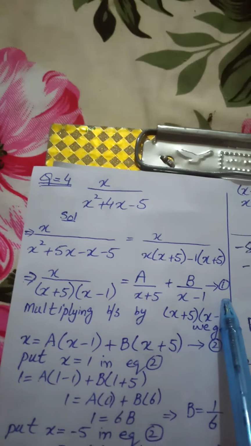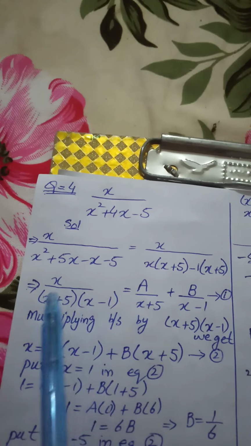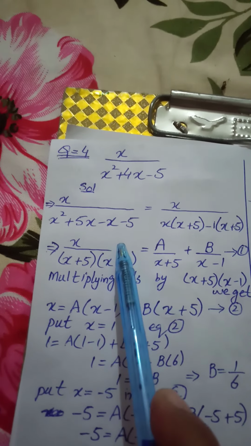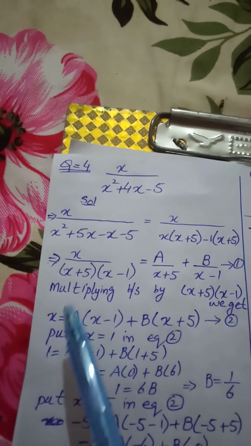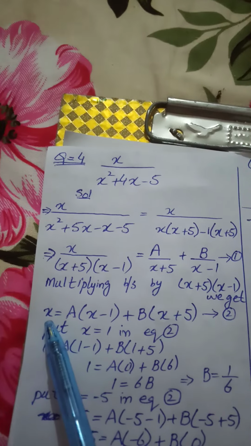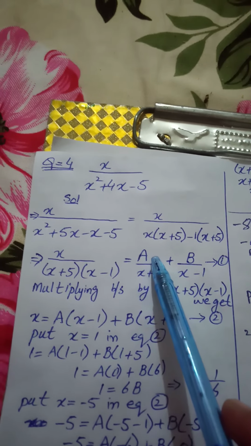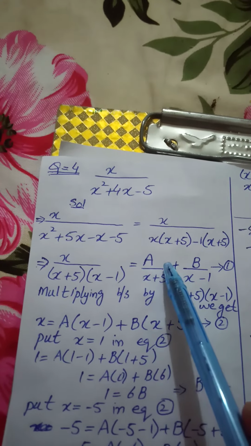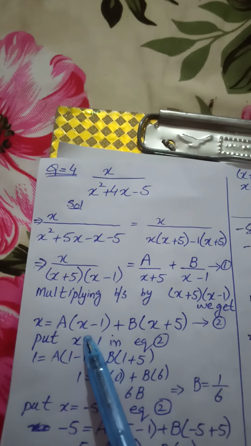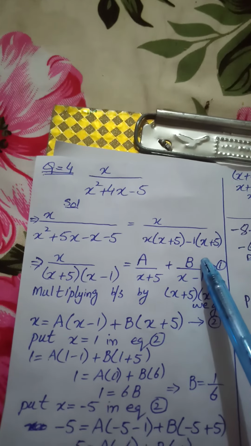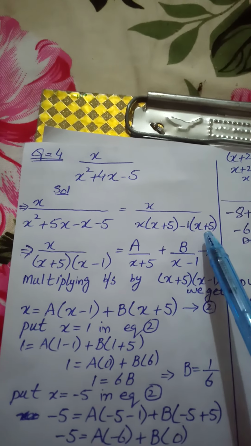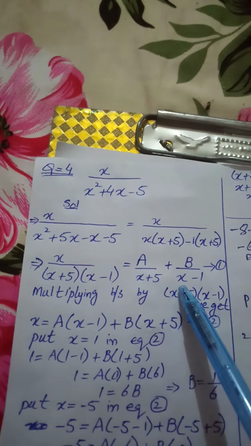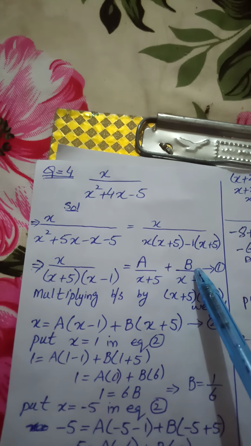Now let us assume this is equation number 1. Multiply the denominator on both sides. When we multiply, x plus 5 and x minus 1 cancel each other, so just x will be the remaining part. Similarly, in this part, x plus 5 will be cancelled, and just A into x minus 1 will remain. Similarly, in this part, x plus 5 will remain and x minus 1 will be cancelled, so here we put B into x plus 5.